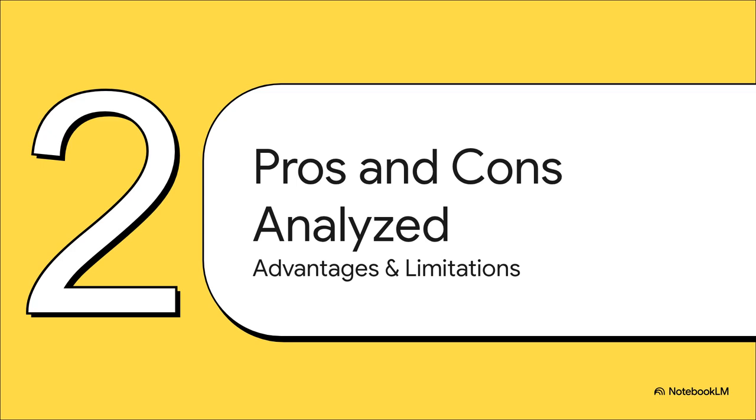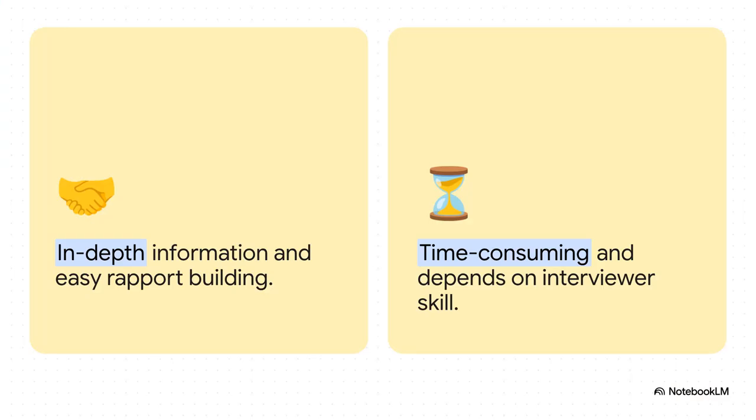Moving right along to Section 2, Pros and Cons Analyzed. Now, what's really fascinating here is the delicate balance this method strikes. Over on the left side, look at the immense power you hold. You can build amazing rapport, uncover hidden motives, and connect with individuals regardless of their literacy level. That is absolutely beautiful for inclusive education.